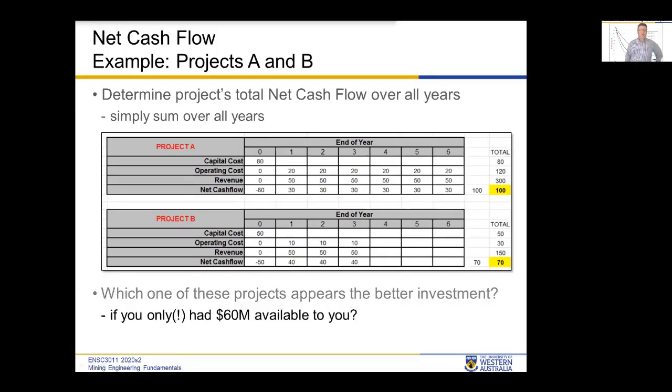What about if we only had $60 million available to us? You'll notice in project A, we need to spend $80 million before we start to get any money. So we've got to have $80 million, either in our back pocket or borrow it from the bank. So if we can't, then project A is just not viable. We'd have to sell the project or go to project B.